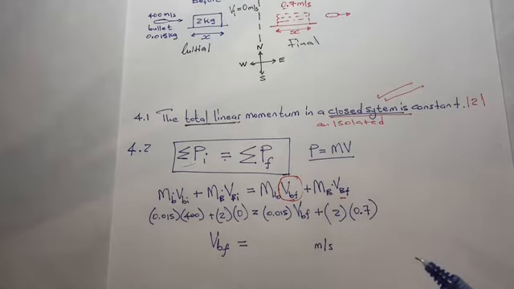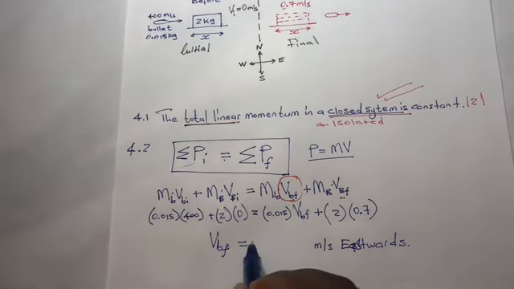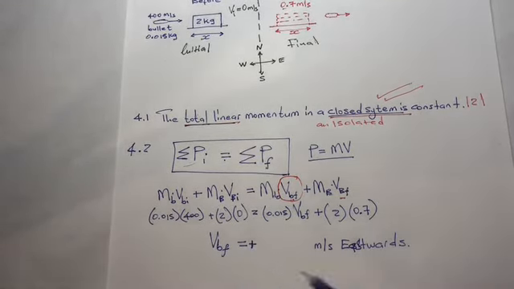And for the fact that this bullet managed to pass through the block, it means it will continue to move in the eastwards direction. Only if it bounced, then that would mean after hitting the block, it moves in the opposite direction. So that means it continues to move eastwards. What does it mean? It means our answer should be positive.